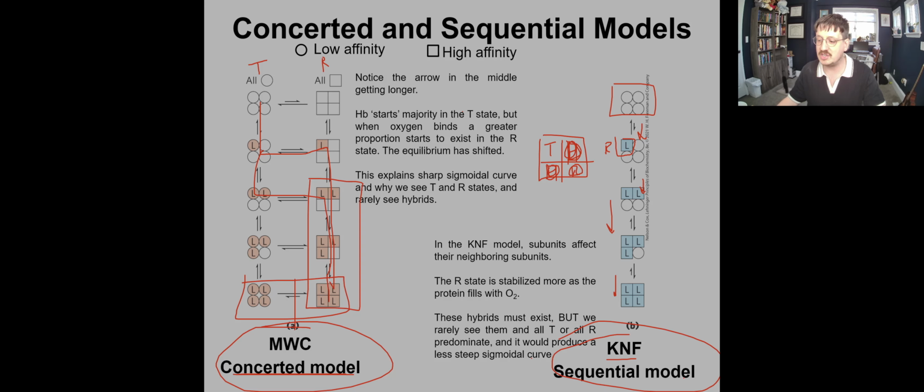Whereas the sequential model, you can actually have negative modulation, because one thing can make its neighbor more or less receptive by changing the shape of its neighbor. But you can work the concerted model to work as well. Just forgot to mention that one.